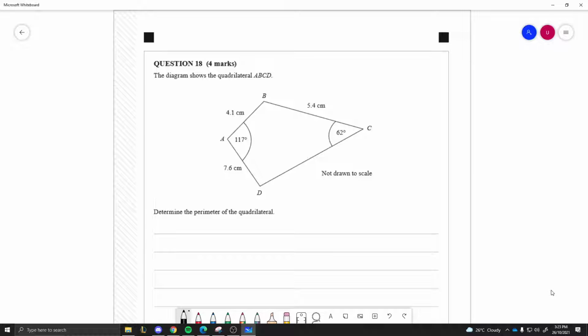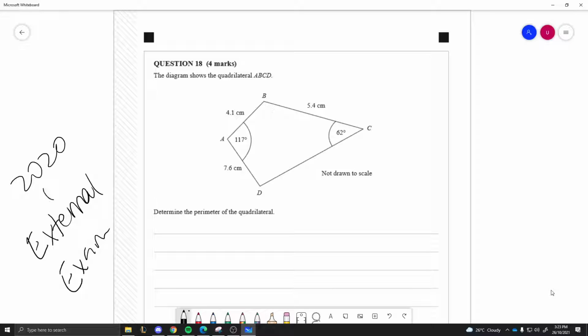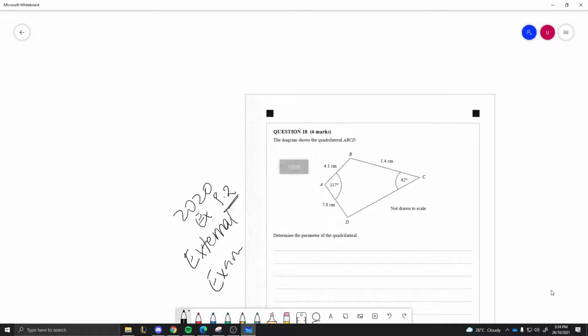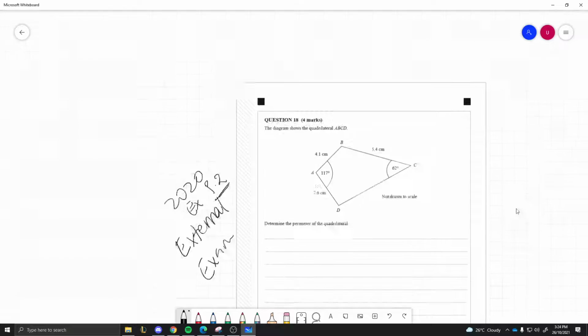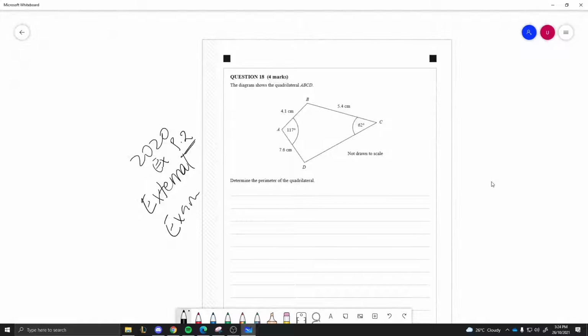Hello. So this is another exam question, not a practice exam, but an external exam question. This is from the 2020 external paper two. Paper two means you need a calculator. So this question is: this diagram shows the quadrilateral ABCD.